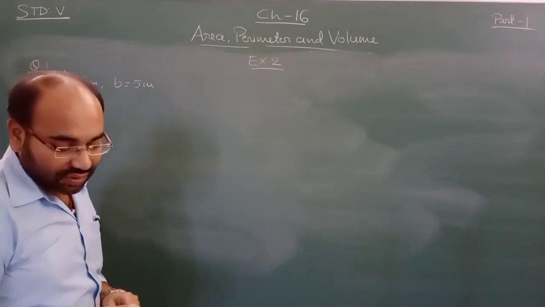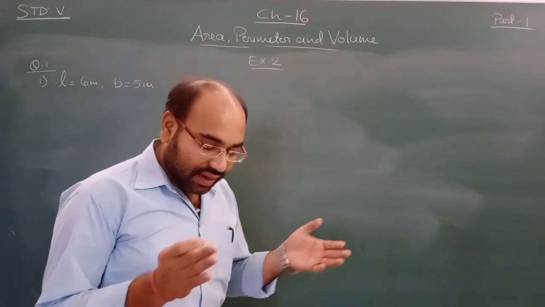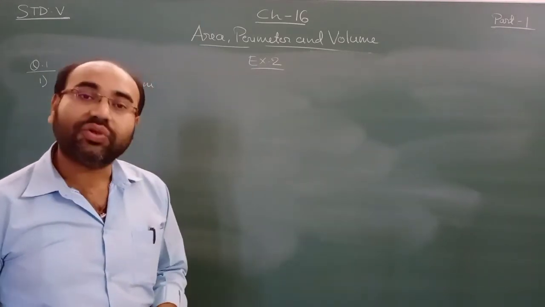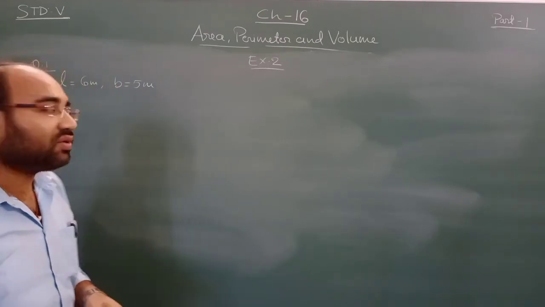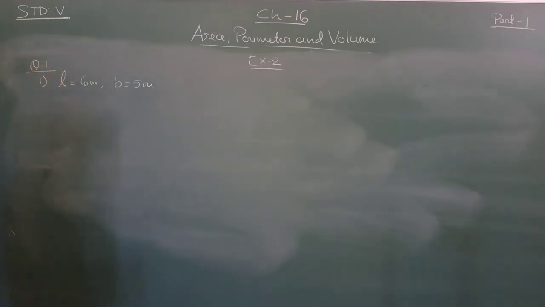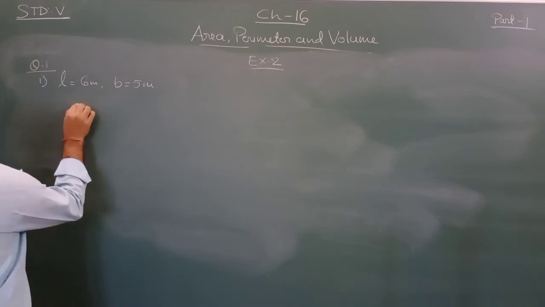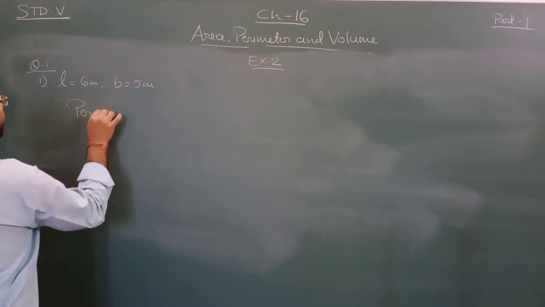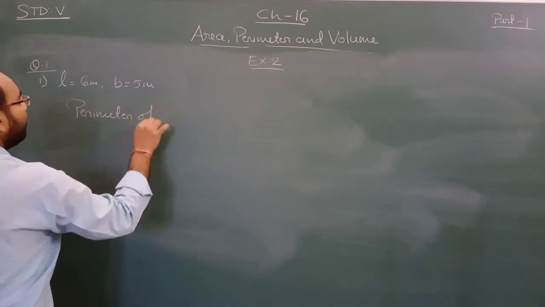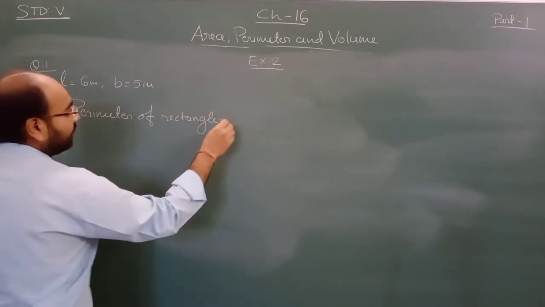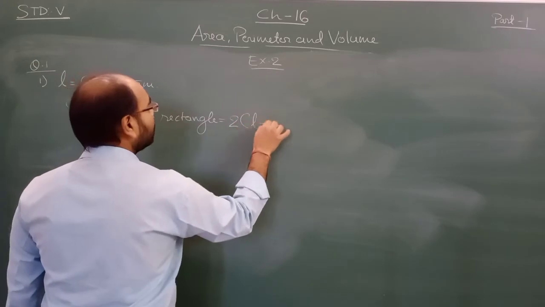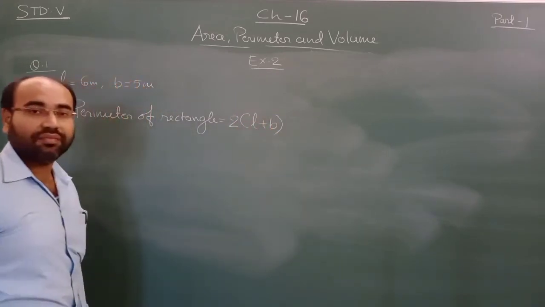Like that, question number 3 is there. See, length is 8 meter and breadth is also 8 meter, means it is a square. So wahan pe bhi square ka formula use karna hai. So here we will just begin with perimeter of rectangle. So perimeter of rectangle, we can say that it is 2 into L plus B.